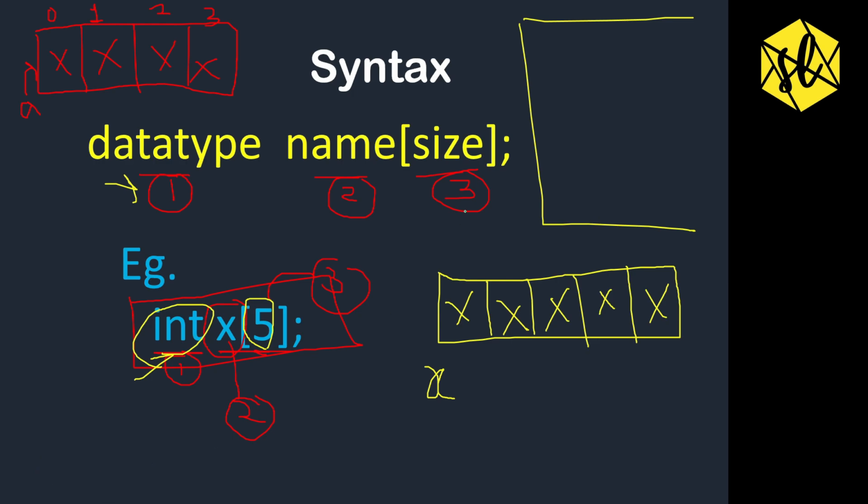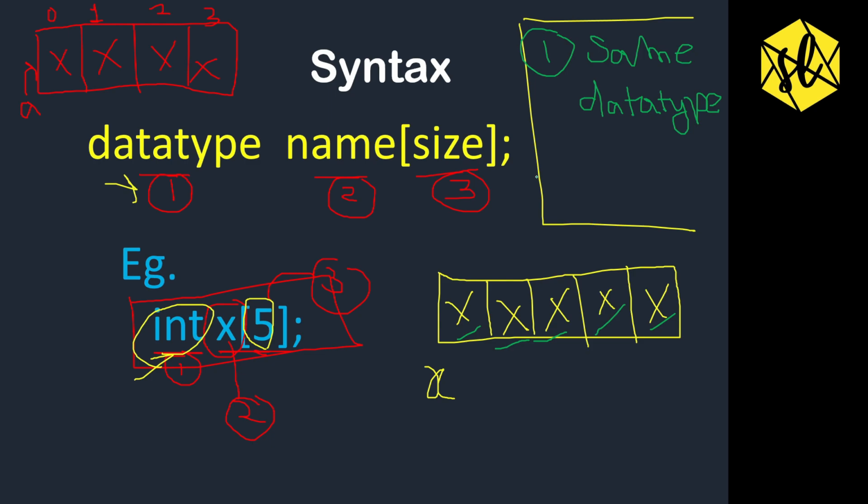Now the very first point is an array must have the same data type. What do I mean by that? I mean that every single element you see here must be of the same data type. This is the first conclusion we have found out, that the array is of the same data type, that is every single element is of the same data type.